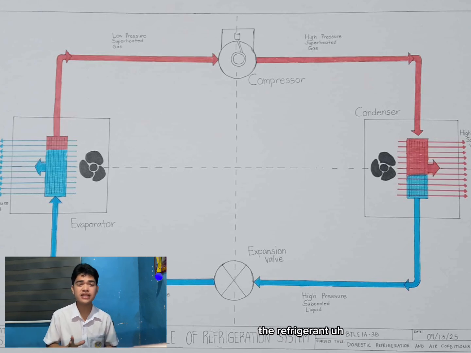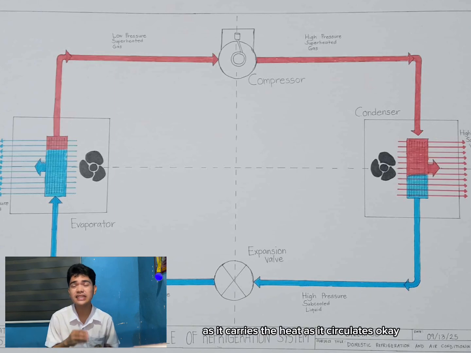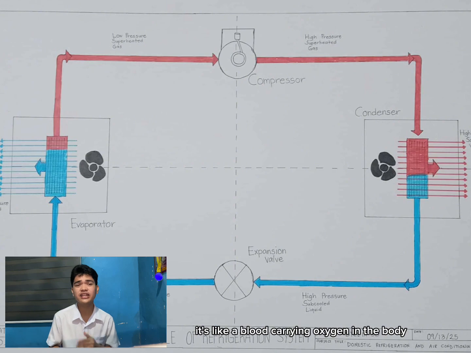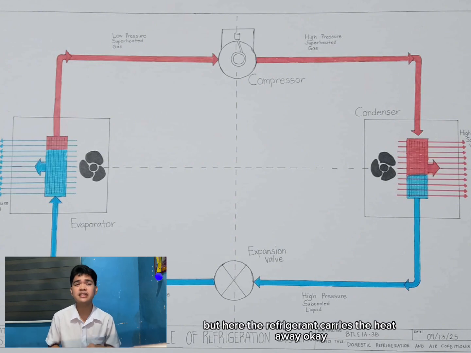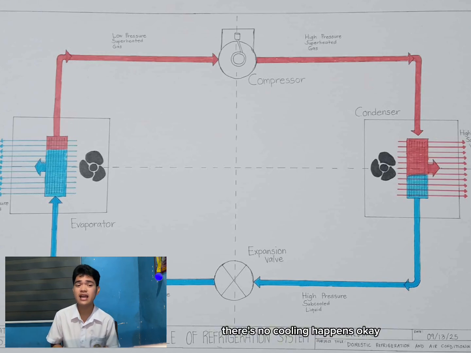Okay, the refrigerant serves as the blood of the system. It is a special fluid that carries the heat as it circulates. It's like blood carrying oxygen in the body, but here the refrigerant carries the heat away. Why is it important? Because without the refrigerant, no cooling happens.